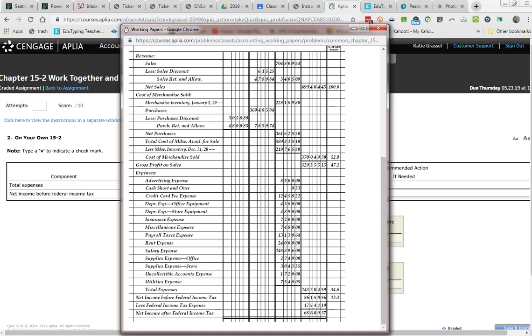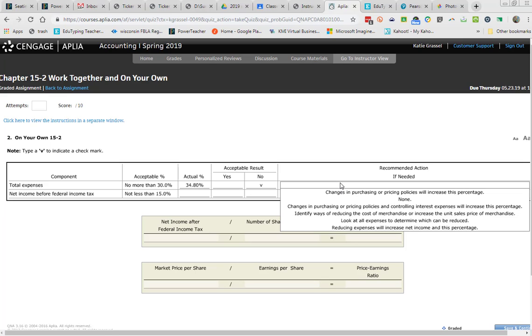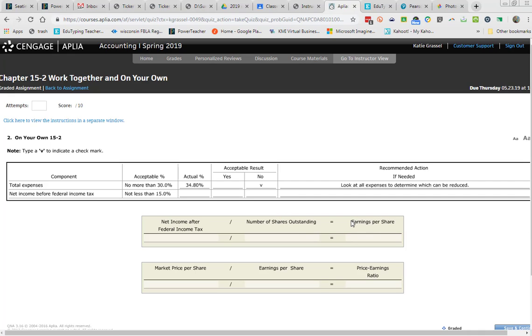Well, I don't know if you want to get rid of advertising, because if you reduce advertising, what's going to happen to your sales? Sales will go down. Less people will know about your business. So when we look here, we have two options: increase sales or decrease expenses. So this has these choices to pick from. Two of them talk about expenses, but only one works. Reducing expenses will increase net income in this percentage. No, wrong. It's got to be this one, because that's what we're affecting.